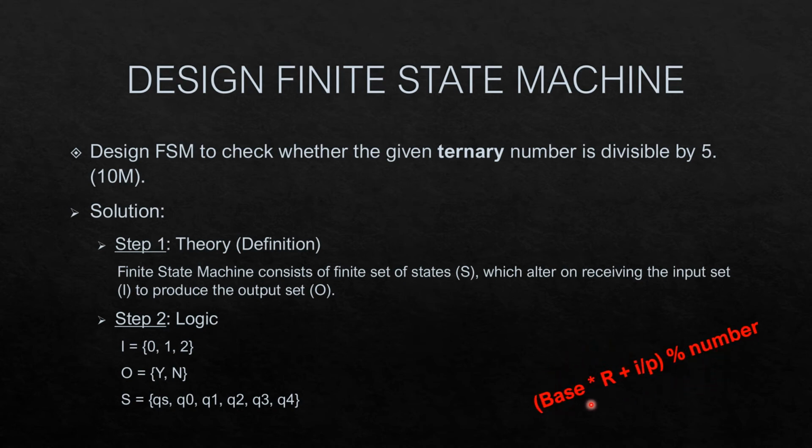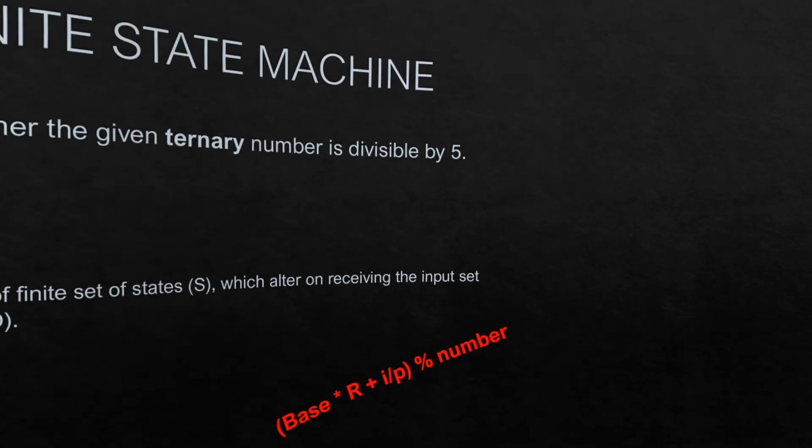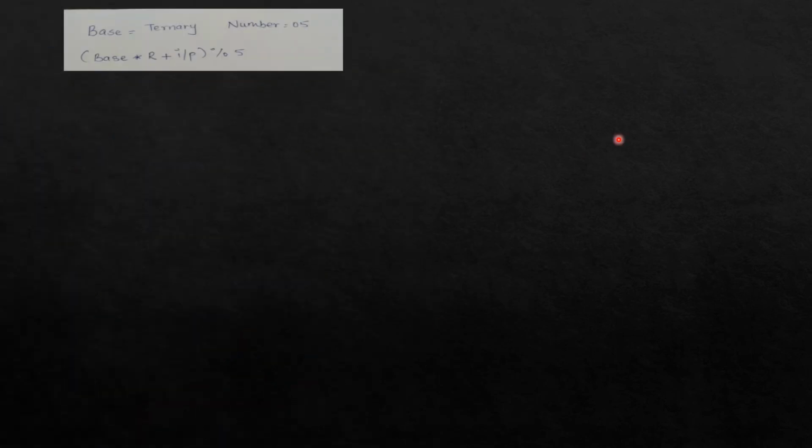Now we will see the actual working, or how this particular formula can be helpful when we are not aware of converting any number system into another number system. So let's begin the solution. Here as you can see, the base is ternary, that means 3. The number that we have to divide by, the divisor, is 5. So base into remainder plus input, mod 5.